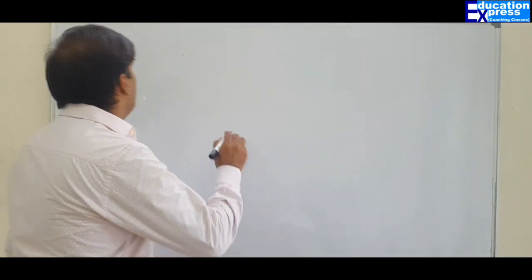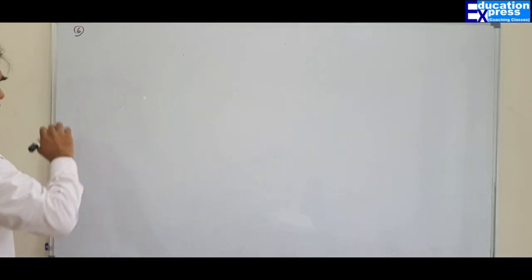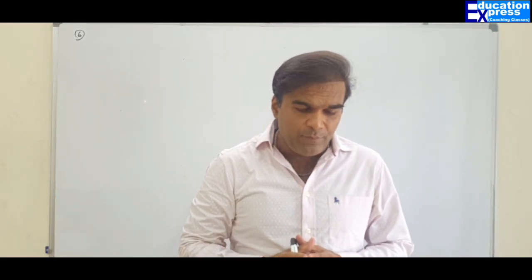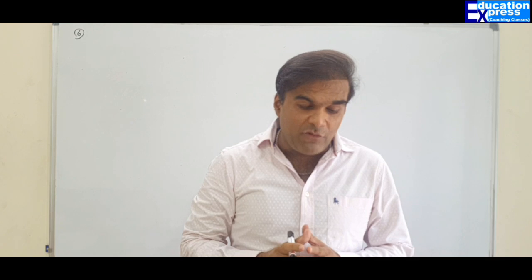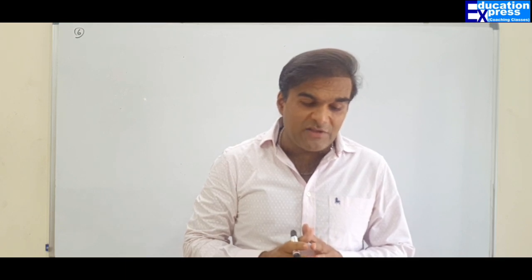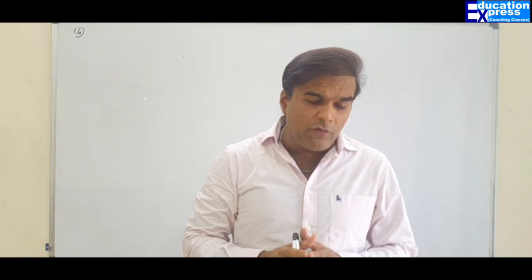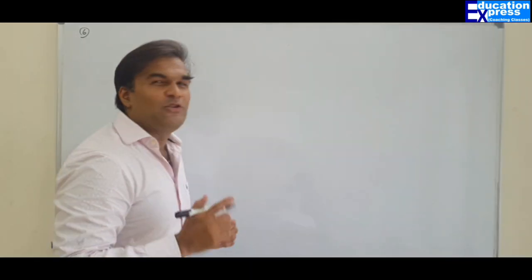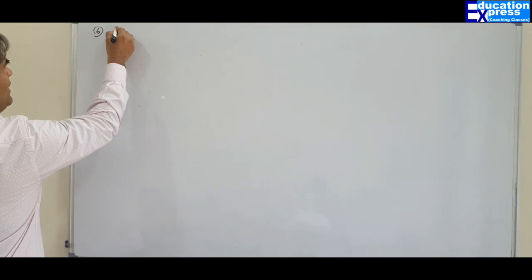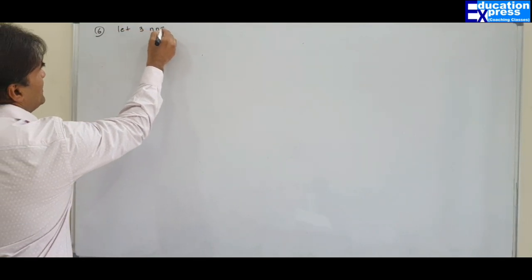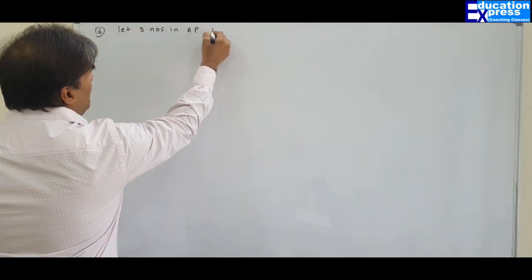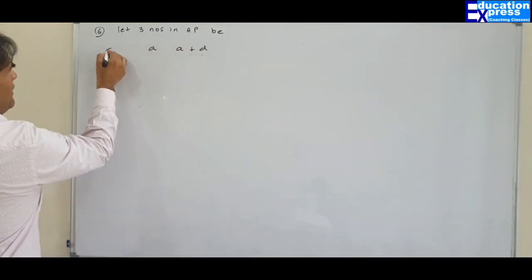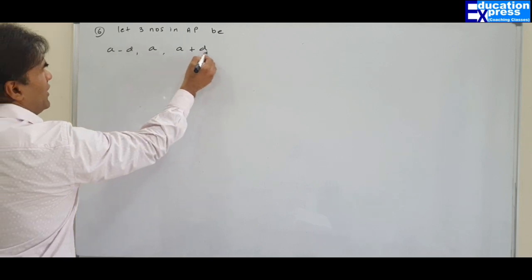Question number 6. In question number 6, it is mentioned that split 207 into 3 parts. So this time we have to divide in 3 parts such that these parts are in AP. The product of the 2 smaller parts is 4623. So again, same way, since there are 3 parts only, let 3 numbers in AP be A plus D, A, A minus D. So we got 3 numbers.